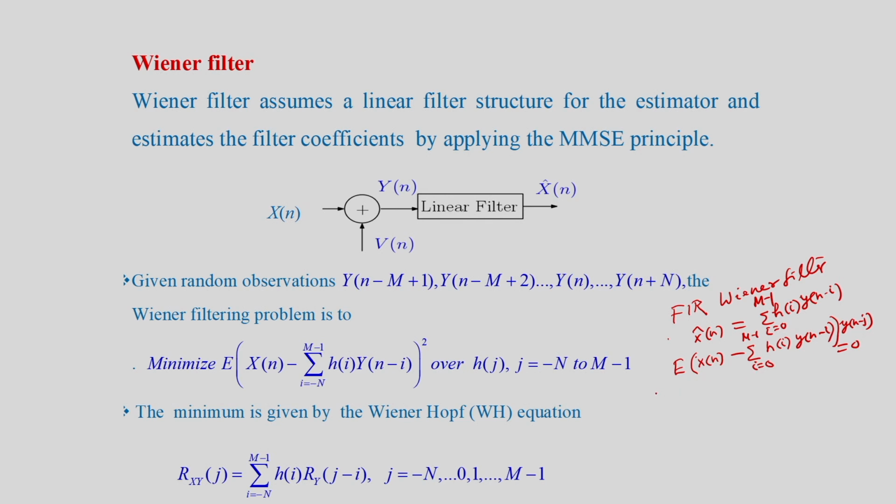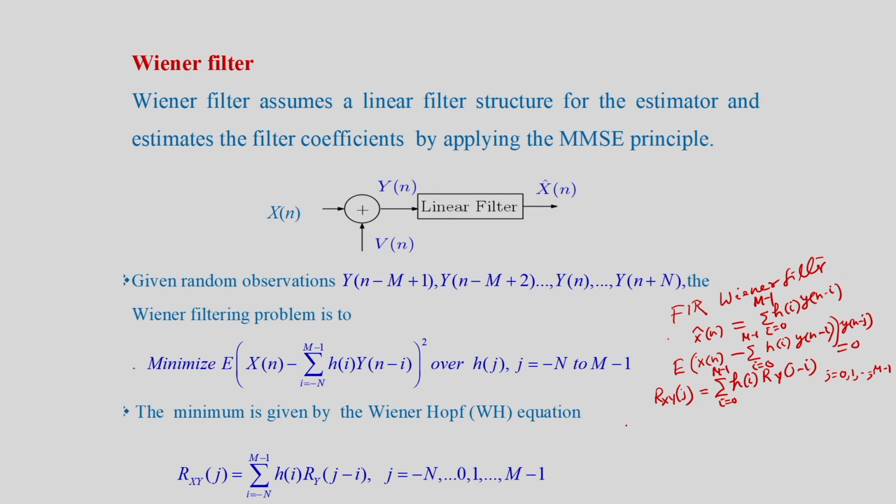From this we will get that Rxy of j is equal to summation hi into Ry of (j minus i), i going from 0 to M-1. That is true for j equal to 0, 1 up to M-1, because these are our data points. So, that way we derive the Wiener-Hopf equations for the FIR filter.